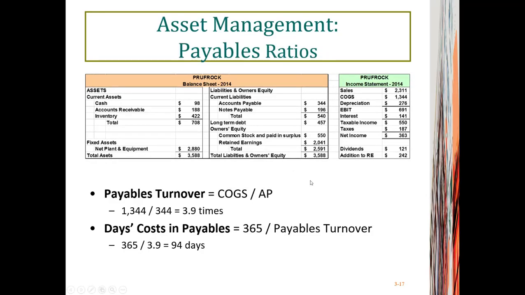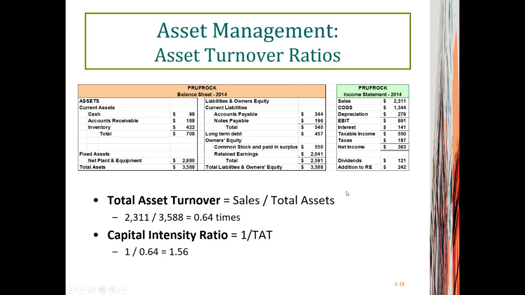Payable turnover measures how efficiently companies utilize account payables, and is equal to cost of goods sold divided by account payables. Days cost payable equals 365 days divided by payable turnover. And both items are used to measure how efficiently companies manage their account payables.